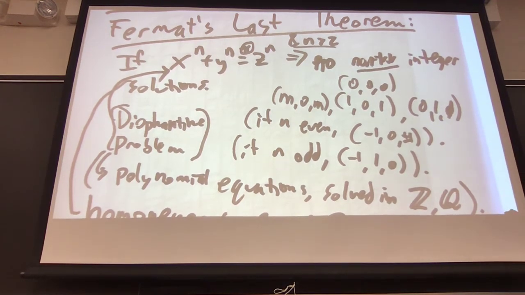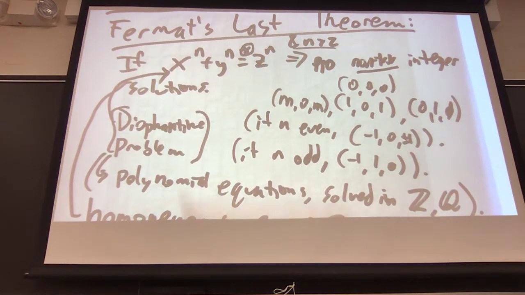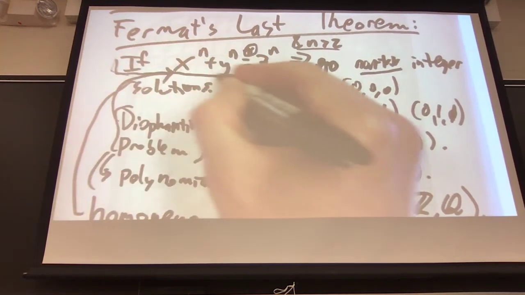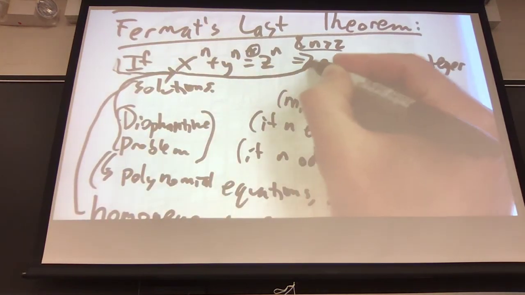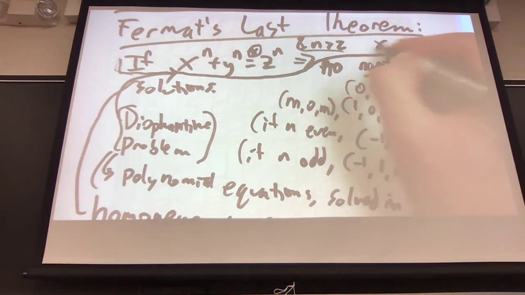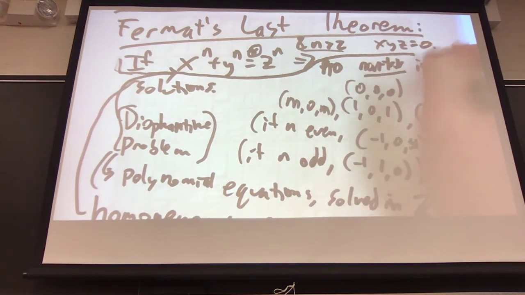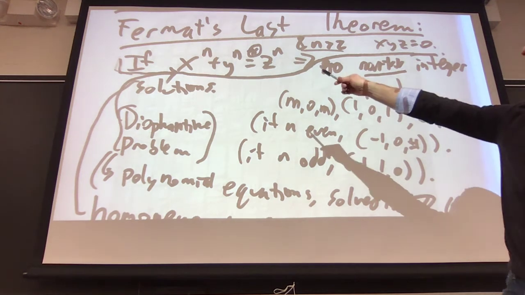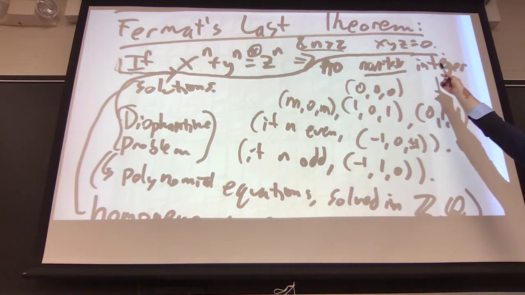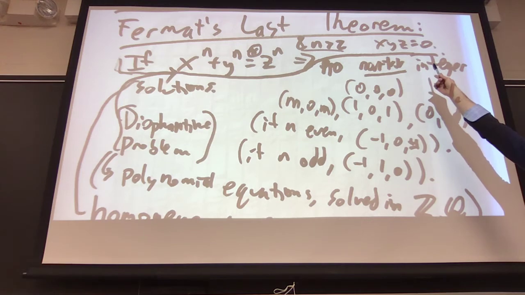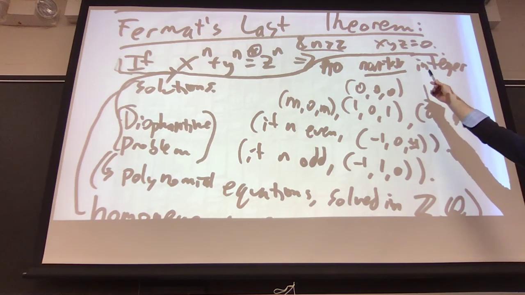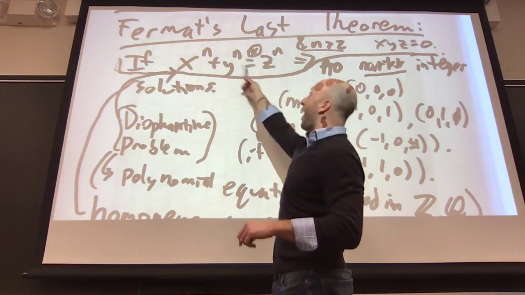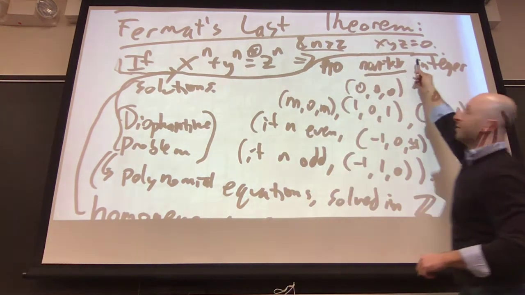Karen? x, y, z, y, 0. Yes, the product. That's what I was hoping to see. So if x to the n plus y to the n equals z to the n, and n is greater than 2, then x times y times z equals 0. If you have a solution, then you have a trivial solution. That's the contrapositive of saying there are no non-trivial solutions, means if you have a solution, then it's trivial.